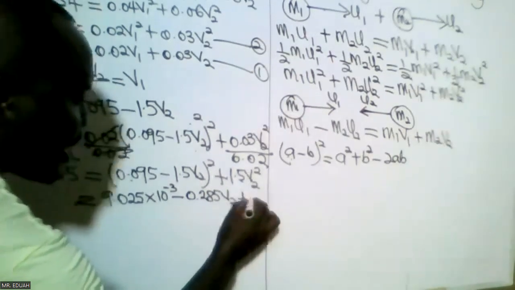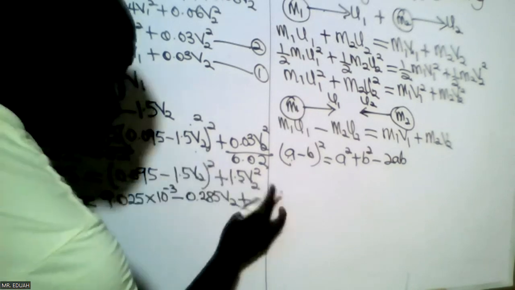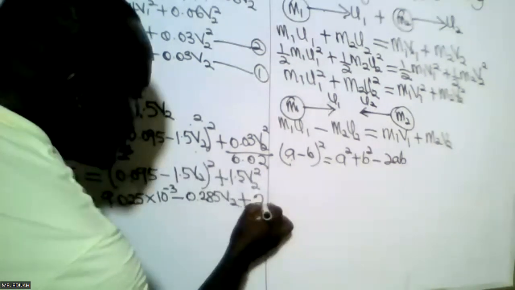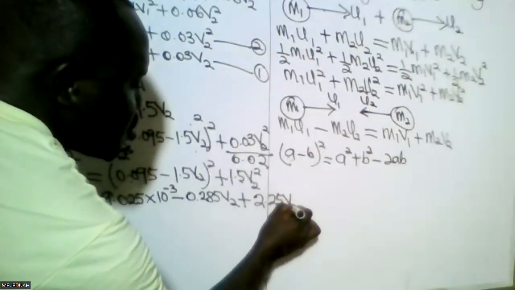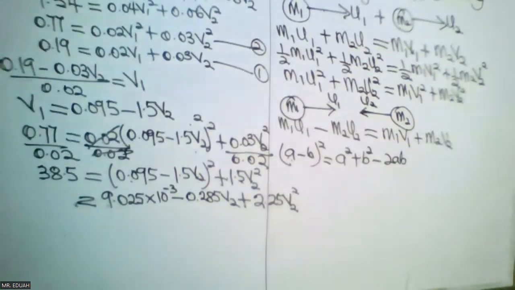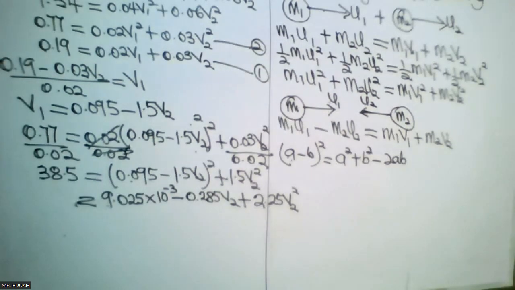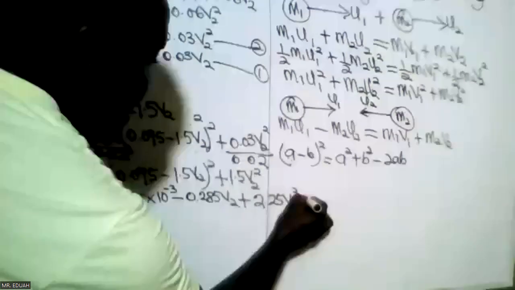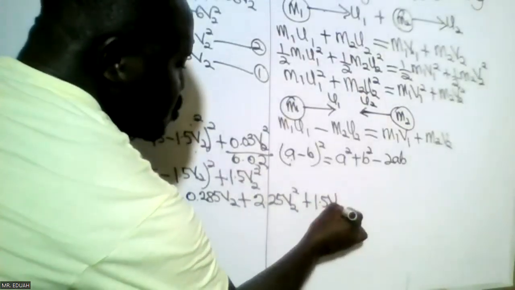Plus, what is 1.5 squared? It's 2.25. V2 squared. We can only square this, but this will still be the same. So 2.25 V2 squared plus, this is already there, 1.5 V2 squared.